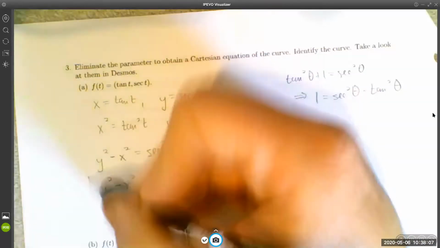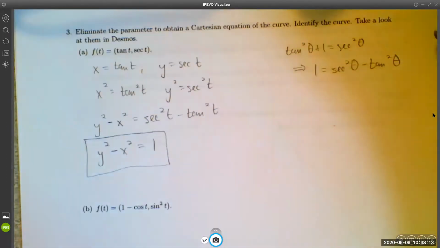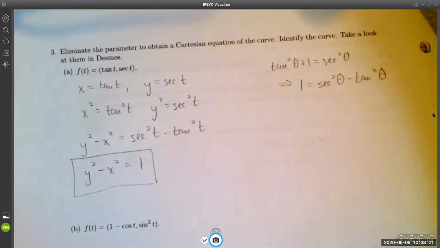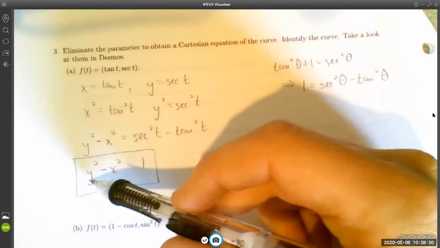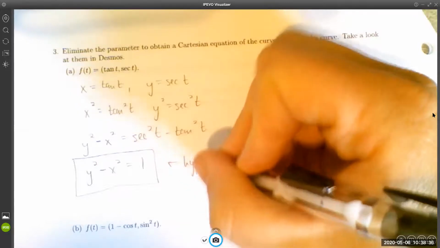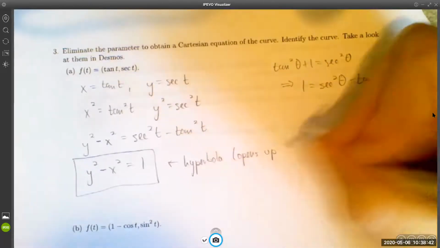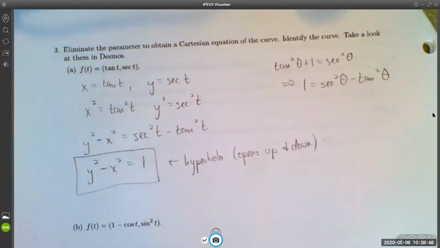Now you may have done that a little differently, and that's okay. As long as you ended up here, right, you should end up with the equation y squared minus x squared equals 1. It says to identify the curve. Now this requires you to think back to your conic section days back in your college algebra class. But this one should be a hyperbola that opens up and down, right? So this is a hyperbola, and it opens up and down. Okay, so that's that one.